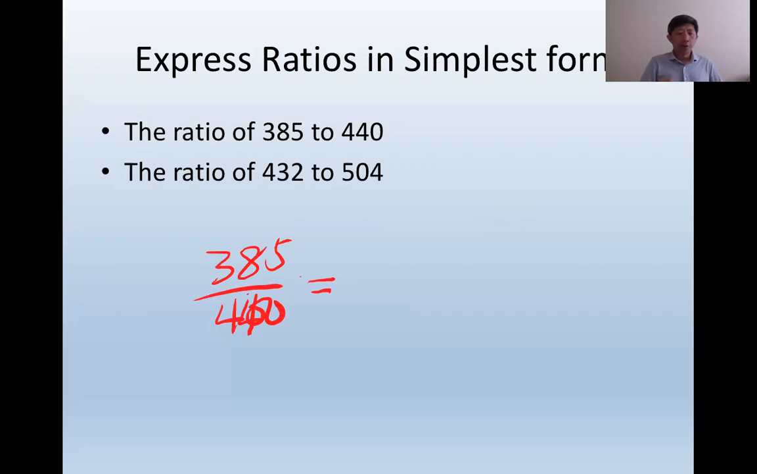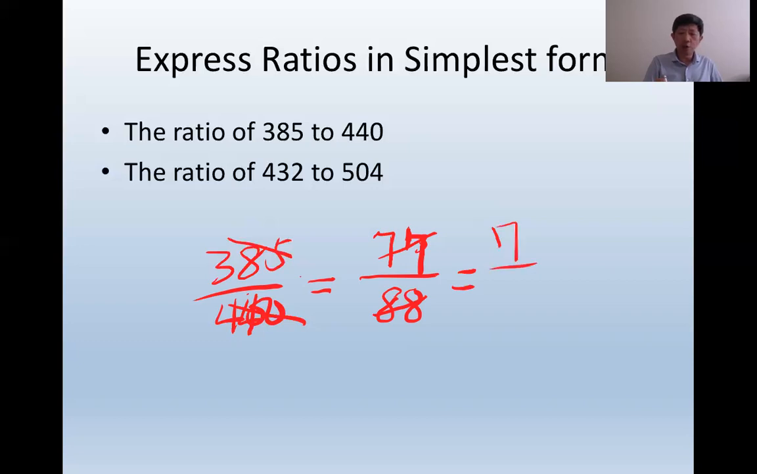All right, so therefore we can reduce both. Can we reduce both by 5? Yes, reduce by 5, reduce by 5, and I got 77 for this. Reduce by 5, I got 88. Now here I still can reduce by 11 for both. 11 reduced by 11, reduced by 11. So therefore I got 7 over 8. Okay.